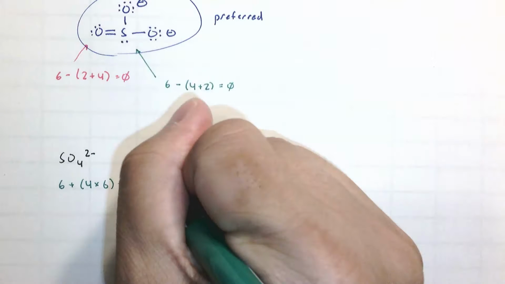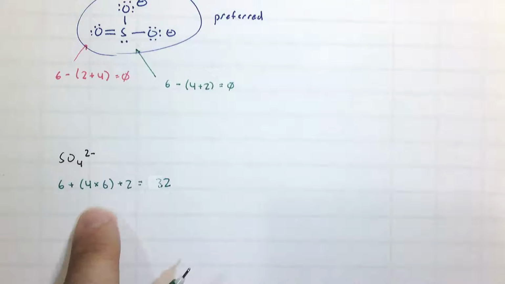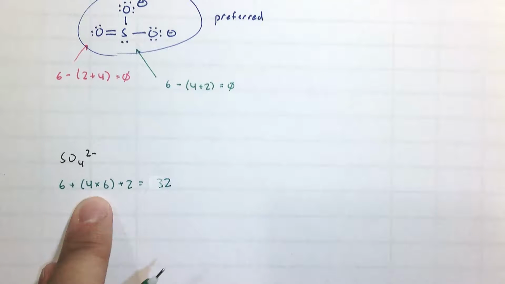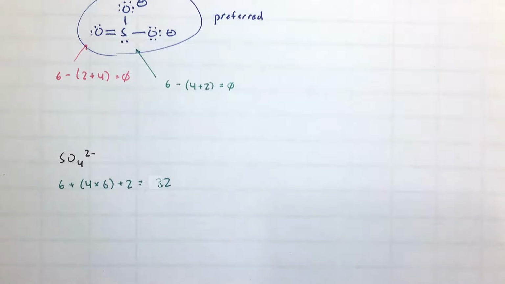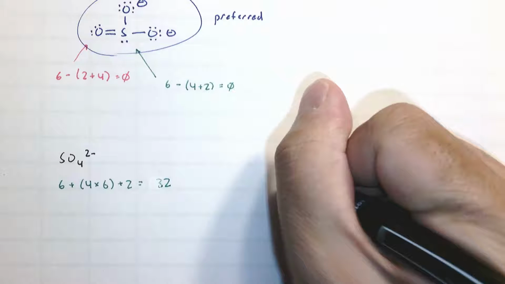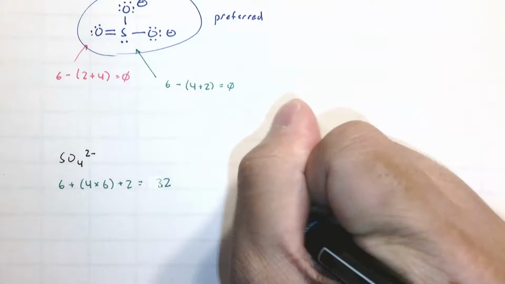That would have been bad. Okay, one more time. 24 plus 6 is 30, plus 2 is 32. Sulfur in the middle, 4 oxygens.